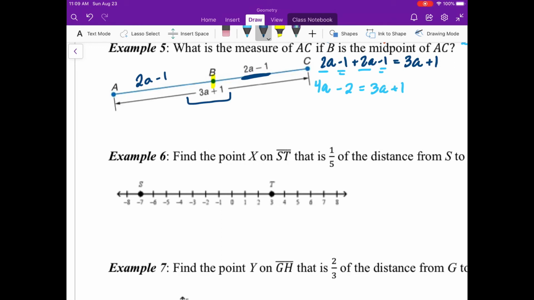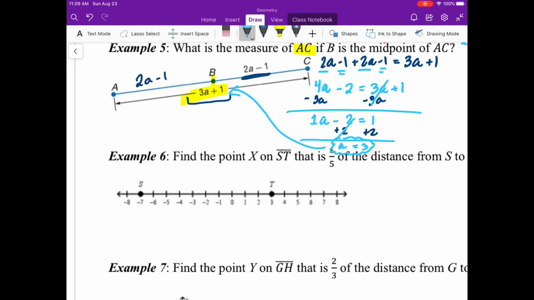Now we're trying to move all the a's to one side and our constants to one side. So I will subtract 3a here, and I get 1a minus 2 equals 1. Add 2. My final answer is a is equal to 3. But remember, the question is asking us, what is the measure of AC? So AC is 3a plus 1. So now we need to substitute what we figured out for a. 3 times 3 plus 1. So I know AC is going to equal 10 units.